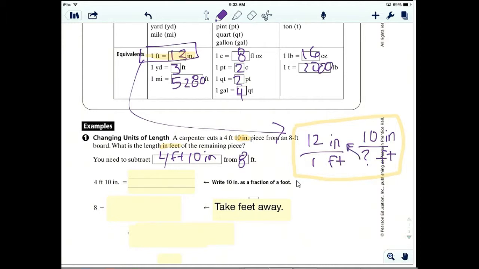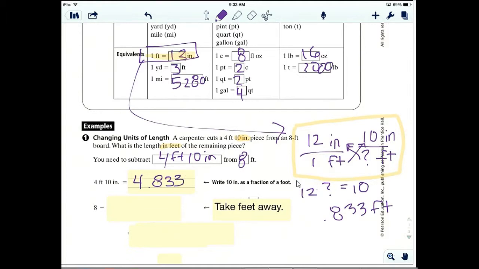So I cross multiply, guys, like we've been doing. 12 times the number is equal to 10 times 1, which is 10. So I would have to end up dividing. If I divide 10 by 12, I get how many feet that is. So that is equal to 0.833 feet.